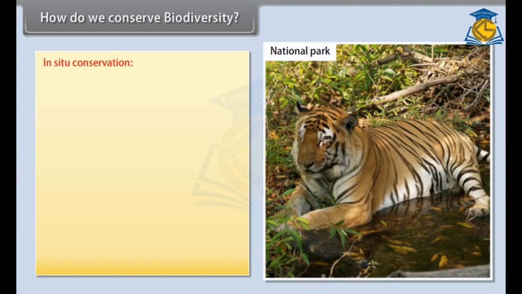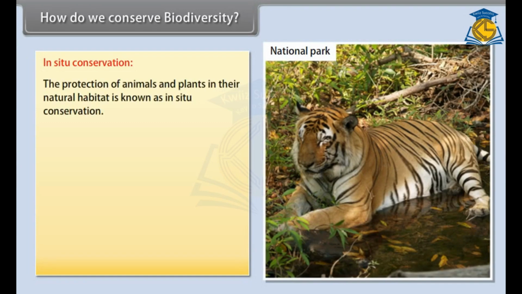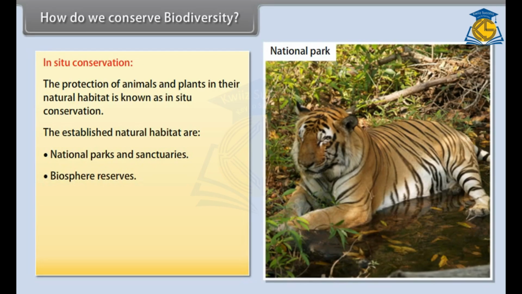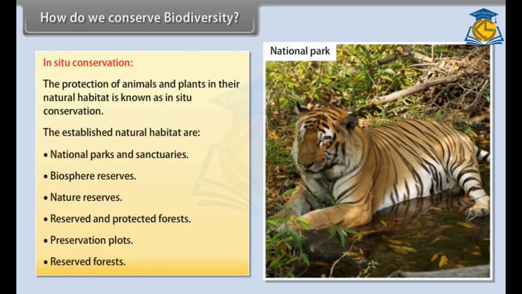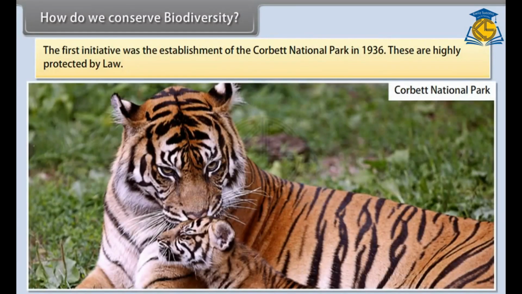In situ conservation. The protection of animals and plants in their natural habitat is known as in situ conservation. The established natural habitats are national parks and sanctuaries, biosphere reserves, nature reserves, reserved and protected forests, preservation plots, and reserved forests. The first initiative was the establishment of the Corbett National Park in 1936.